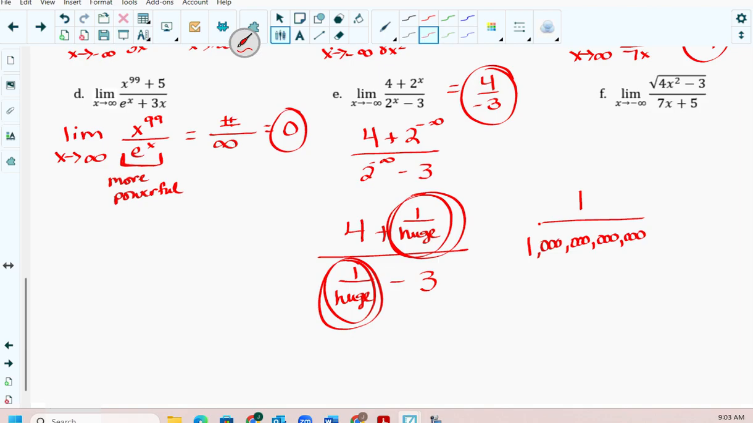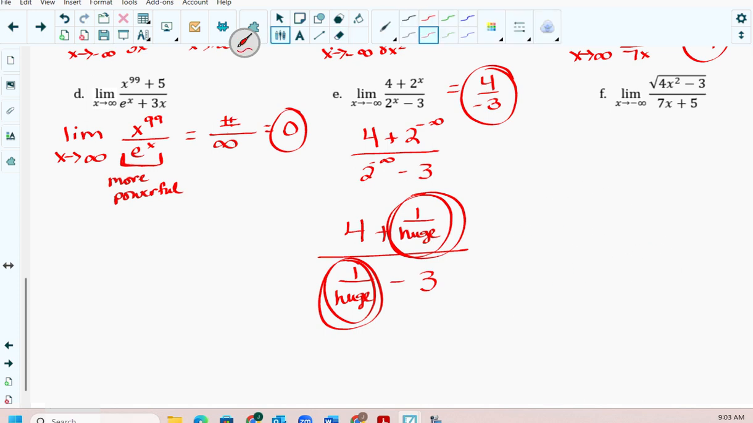No. Those do not cancel. That's not a thing. Think with regular numbers. What if I had 4 plus 5 over 5 plus 2? That's 9 over 7, right? Not 4 over 2. Do you see it? You can only cancel things out when they're factors. They become insignificant because they essentially become 0, but they don't get canceled out. Okay. All right. 1 over huge.